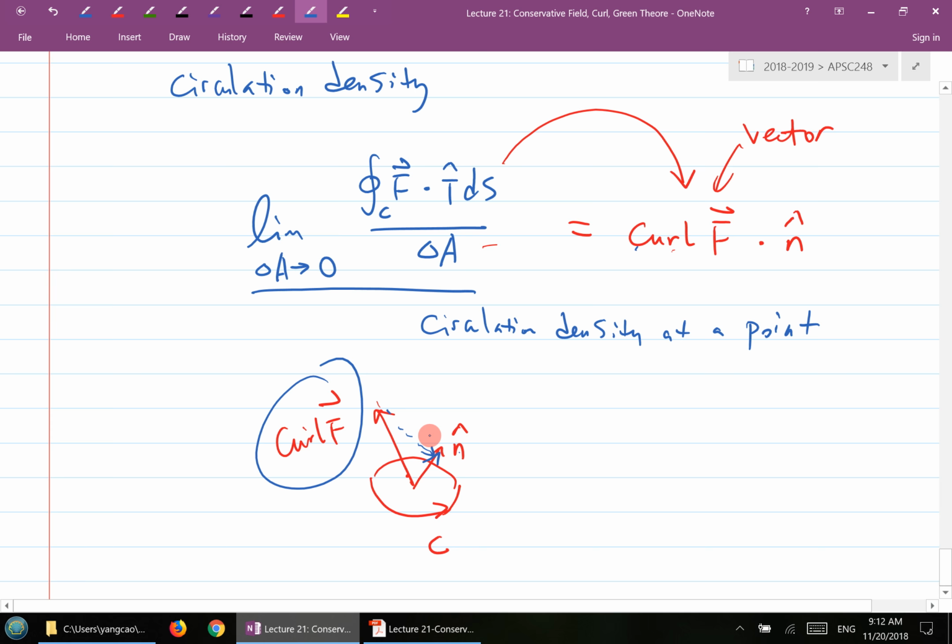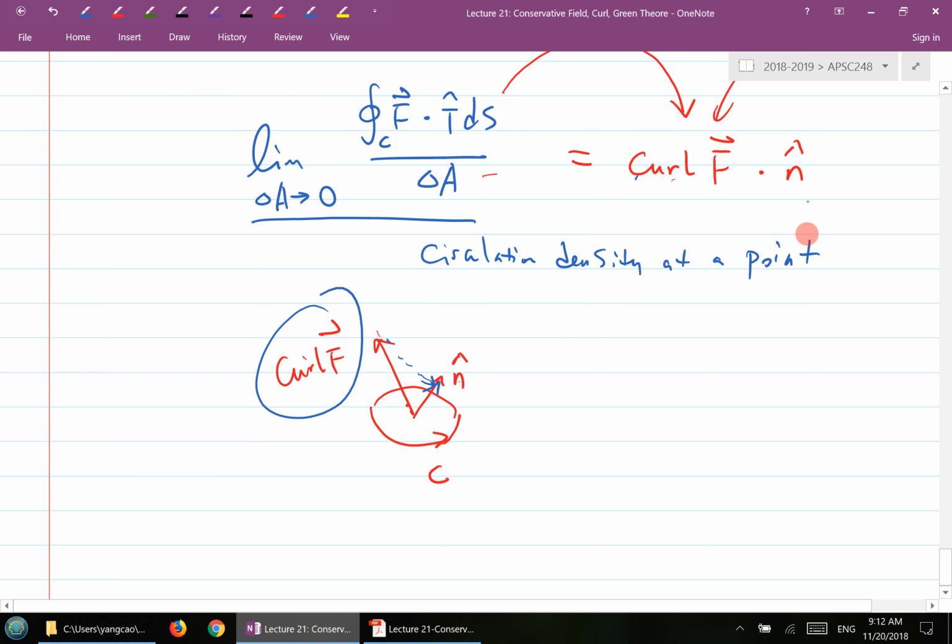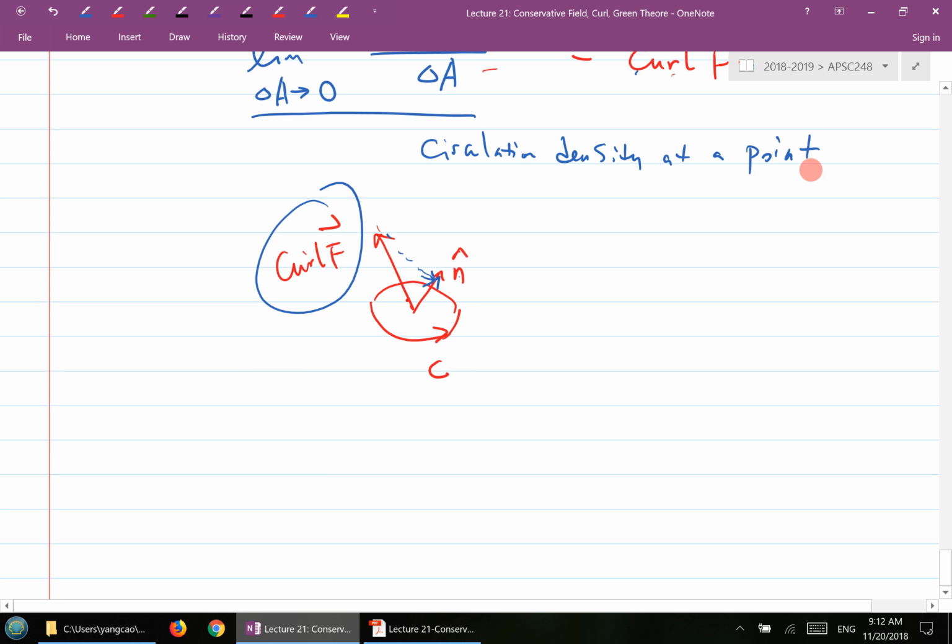Okay. And the curl F, you look at the curl F right here, it basically gives you the direction. The direction of curl F gives you the direction that's going to have the maximum rotation, or maximum circulation density. So essentially the curl F gives you information: what is the rotational information at a certain point? Will there be any circulation at that point, or cause any rotation at that point? That basically is what the curl F does here.